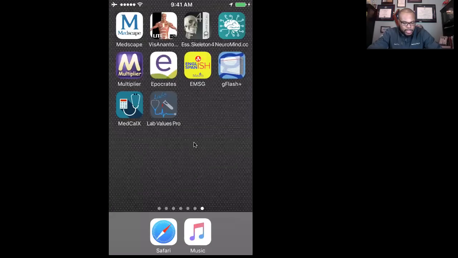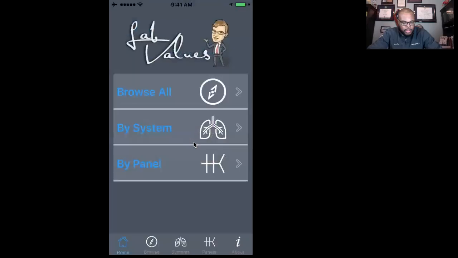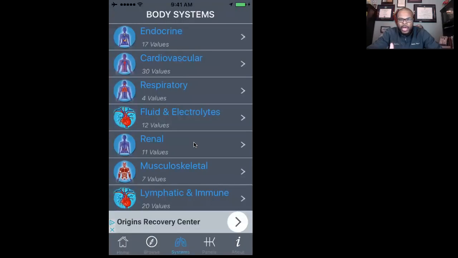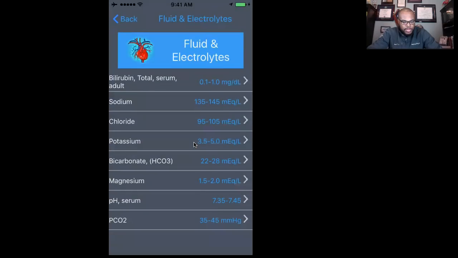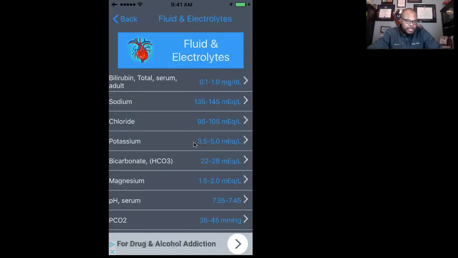And the last one is Lab Values Pro. This gives you the normal lab value. So for a patient who comes in and the nurse said, oh, the patient's sodium is 120. I know what that is, but if you wanted to look up the normal value, the normal is 135 to 145. So that tells you that patient's sodium is low.